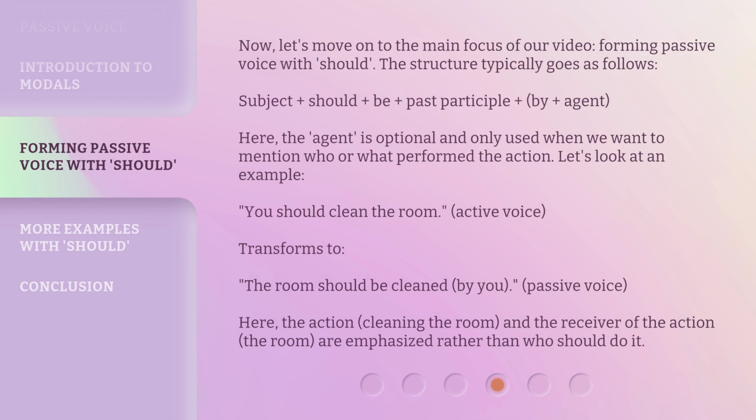Now, let's move on to the main focus of our video, forming passive voice with should. The structure typically goes as follows. Subject plus should plus be plus past participle plus by plus agent. Here, the agent is optional and only used when we want to mention who or what performed the action. Let's look at an example.